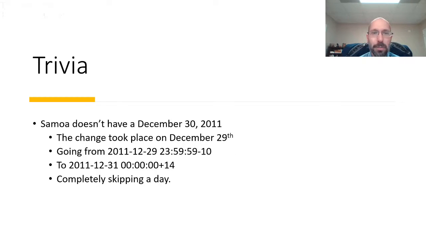So the change took place on December 29th, going from December 29th at 11:59:59 p.m. to December 31st at midnight, completely skipping the entire December 30th. Now, arguably, if they had made this change at any other time of the day, then December 30th would exist at least a little bit. But going from 11:59 p.m. on the 29th to midnight on the 31st, technically December 30th does not exist, and it would be invalid to have transactions on December 30th for Samoa for that year.